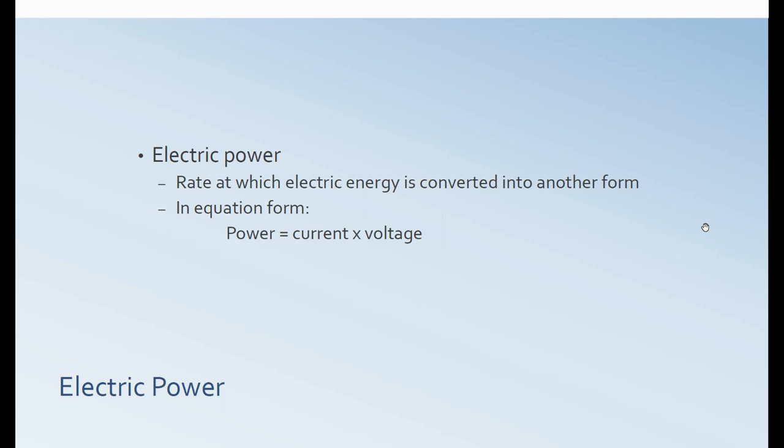And electrical power is the rate at which this electrical energy is converted into another form. So when we apply that electricity to do something like make our stove get hot, or turn on our microwave oven, or make our TV screen light up, we're using electrical power. And we can use an equation for this. Power equals our current times our voltage.